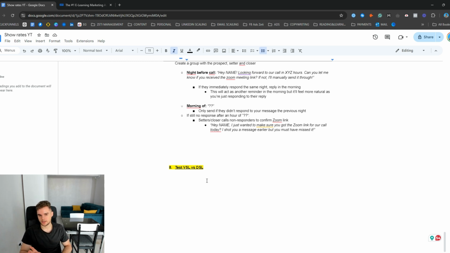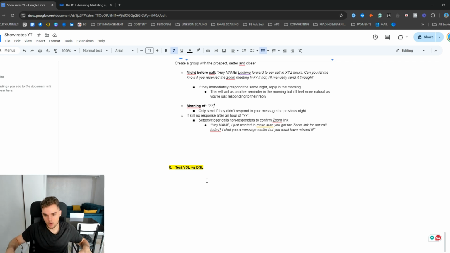So you can also test the DSL. But remember, the VSL or the DSL, whatever you're going to use, the asset itself and the quality of the asset, and how powerful your copy and your delivery are, are also going to affect the metrics in the funnel, such as show up rate, closing rate, pay in full rate, and so on. So pretty important. Again, everything is interconnected.